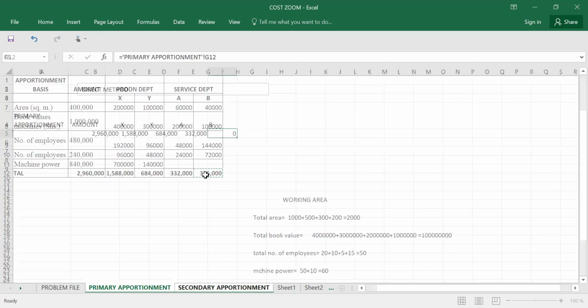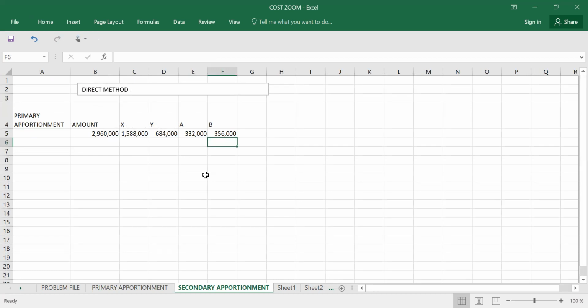So I've simply tried to transfer those last totals that we got from the distribution sheet, or what we did in the primary apportionment. That is the reason why for each and every question, the very first thing is to do primary apportionment. Remember that we got a total of X and Y, then A and B. These are the total costs in those departments.